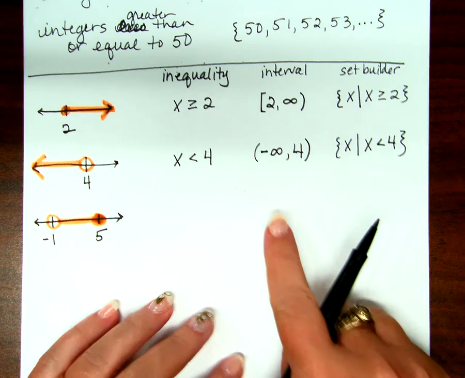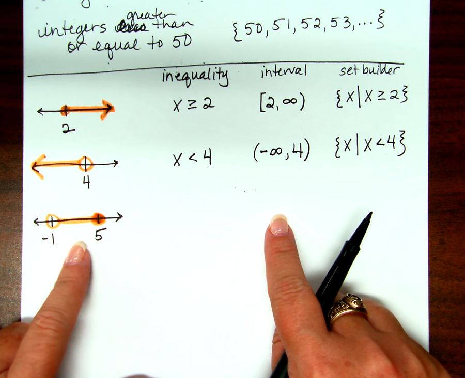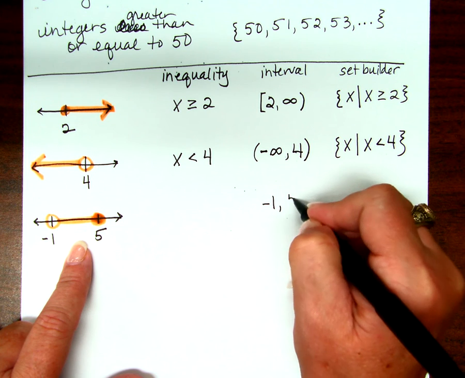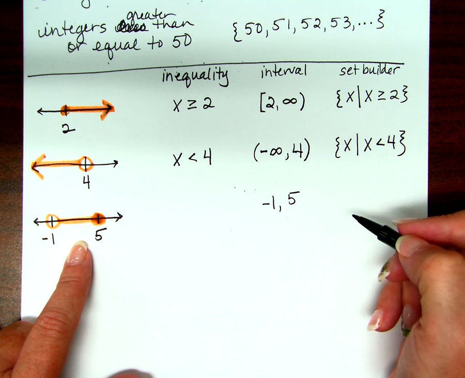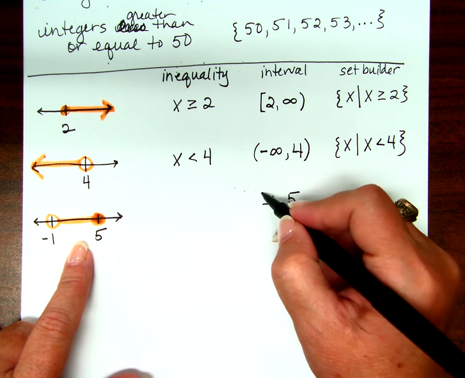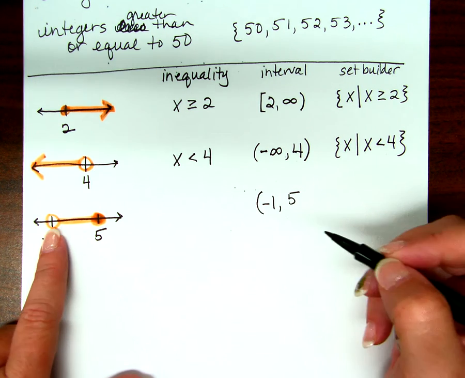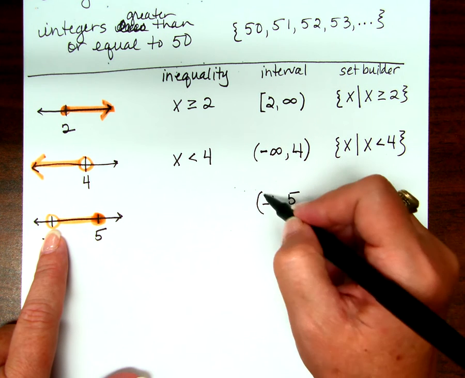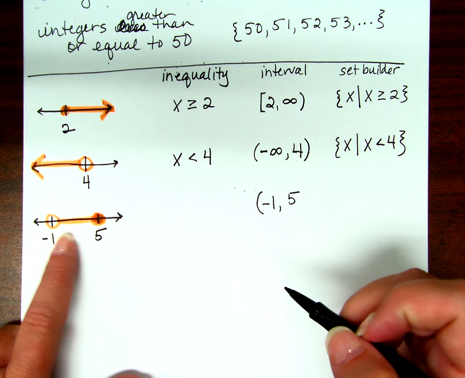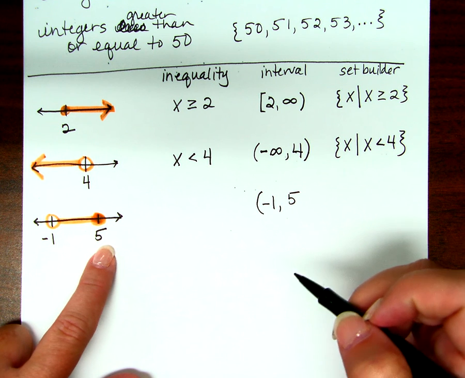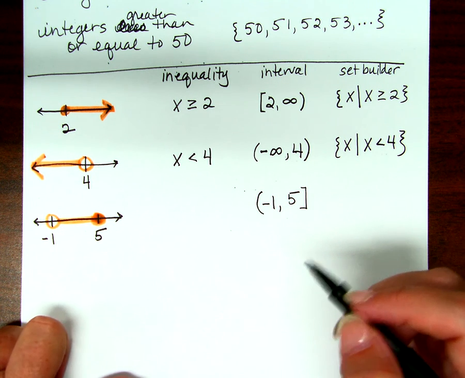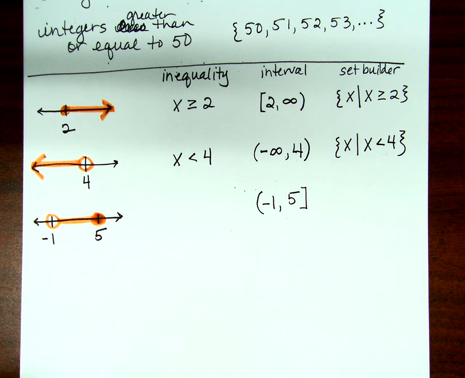So for most people, interval notation is easiest to start with on this. Why? Because it goes from -1 to 5. What goes around the -1? A parenthesis because it's not colored in. It's an open circle, so it's not included in our domain. So we have a parenthesis when it's not included in our domain. What goes around the 5? A bracket because it is included in our domain. It's colored in. Okay?